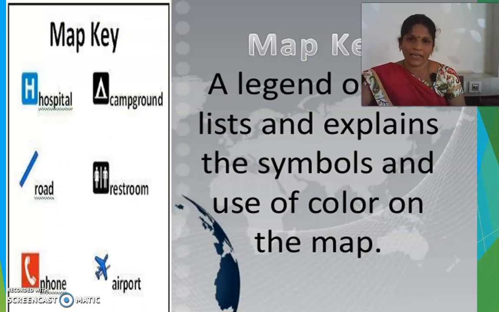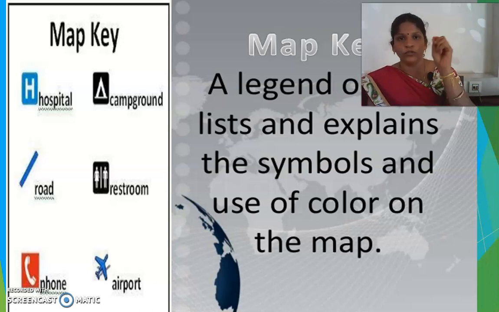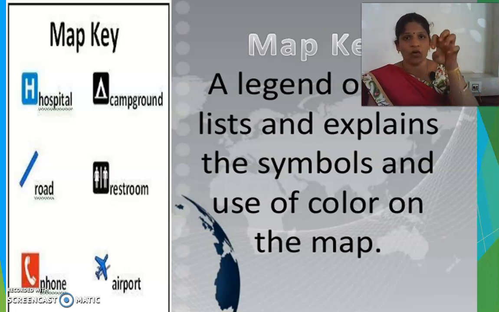Now, map key. That is symbols, legend we say. A legend or key lists and explains the symbols and use of color on the map. Yes, children, it is very tough to draw all the buildings or other monuments, forests, everything. It is impossible to draw the actual shape or to draw everything on the map.